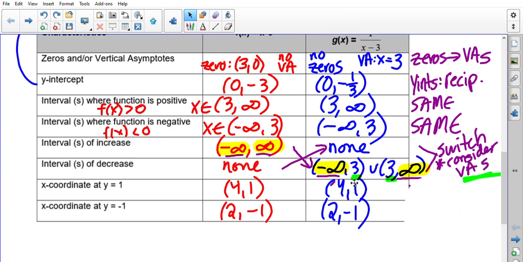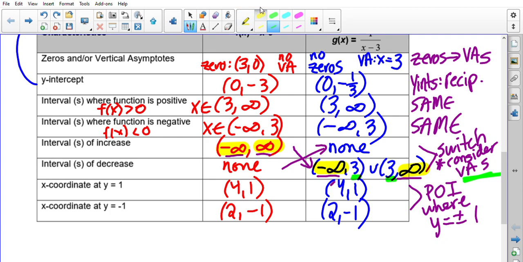And for here, we should notice that these are points of intersection. So a graph and its reciprocal will always intersect where y is equal to plus or minus 1. So y. A lot of students will get this confused and say it's where x equals plus or minus 1. So please keep that in mind.